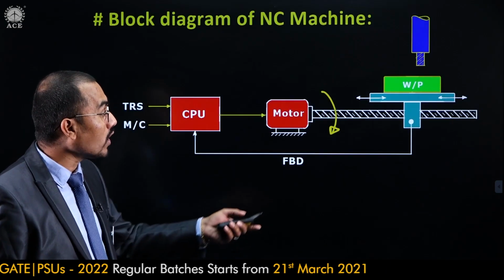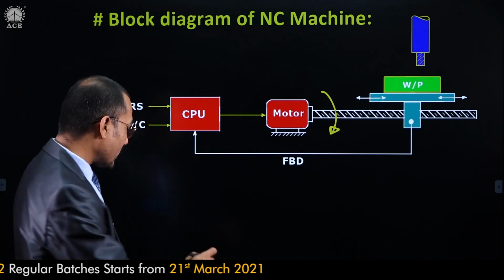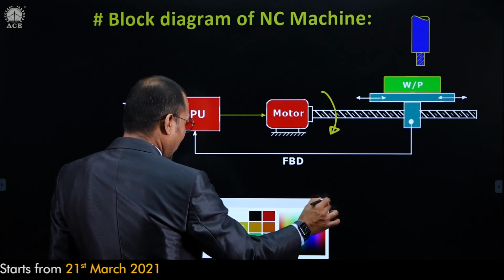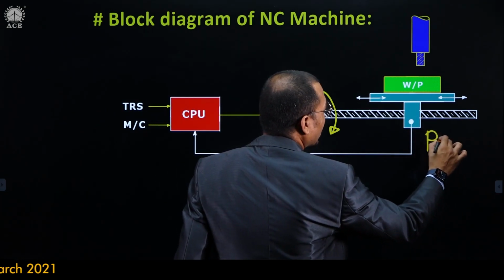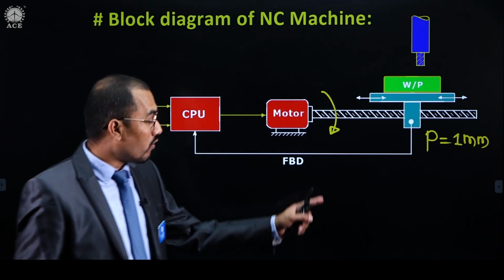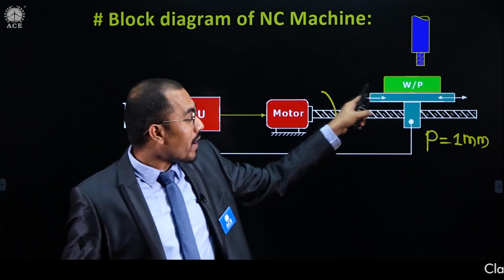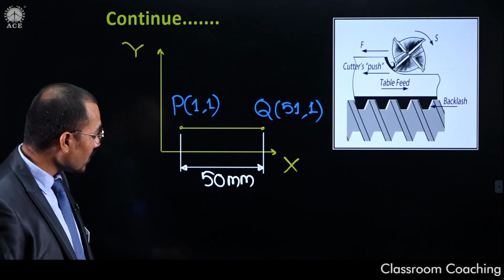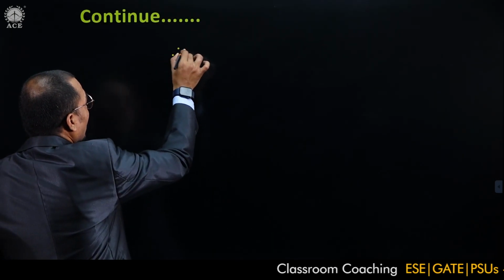That means the work table needs to travel a 50 millimeter distance. The value given in the problem is that the lead screw has a pitch equal to 1 millimeter. That means when my lead screw rotates by 1 revolution, completely 360 degrees, my work table will travel by 1 millimeter. But in reality, how much distance do we have to travel? A 50 millimeter distance.